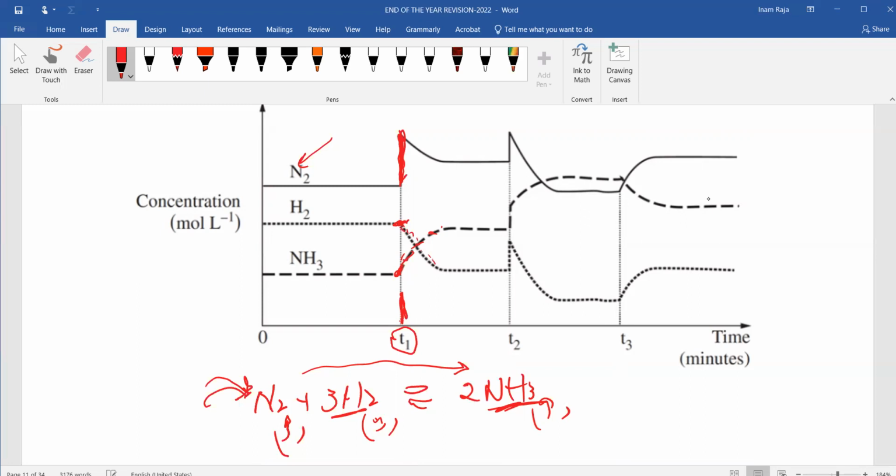H2 is being used. Now again, after some time there is an equilibrium. And at time 2, you see all three, NH3, H2, and N2, all three increased.